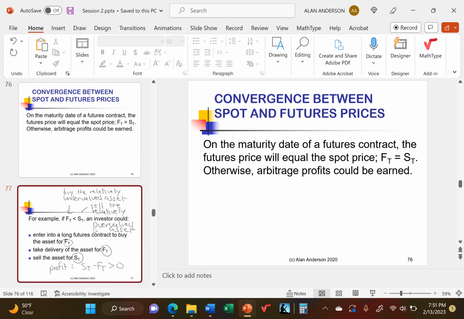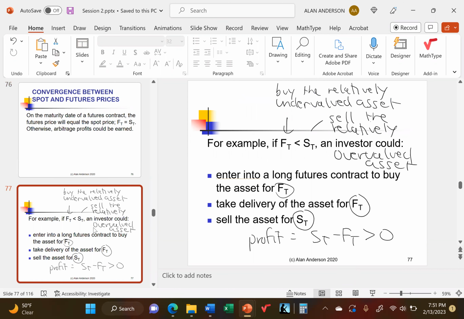For example, what if the futures price is too low? How could we exploit that? Well, keep in mind that in this case, the futures price is too low, and that means the spot price is too high. That means we want to buy something with a futures contract and sell the spot asset and put the difference in our pockets.